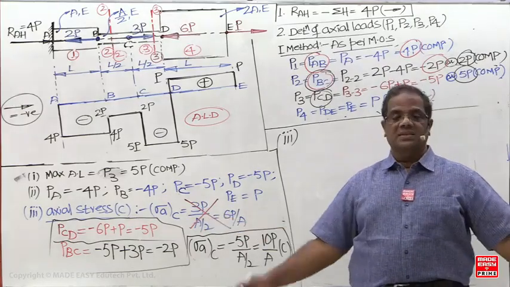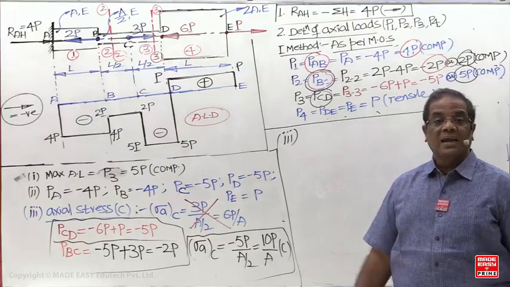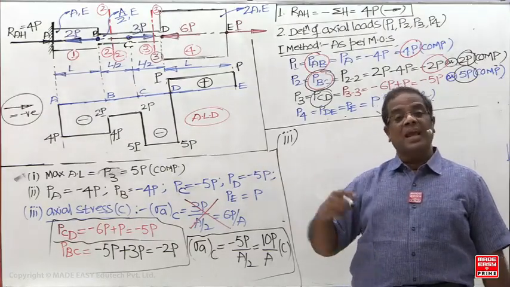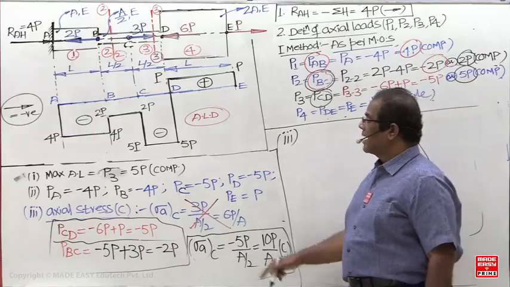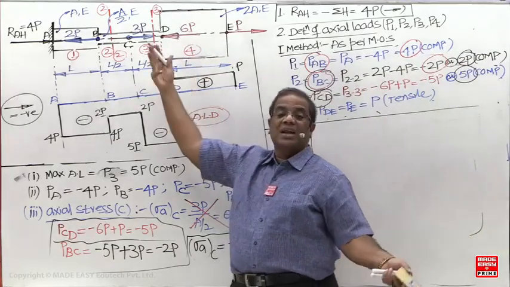Maximum axial stress. Where is the stress maximum? Axial stress is maximum where load is maximum and area is minimum. Where is load maximum? CD. And where is area minimum? CD. So we can directly give it now.